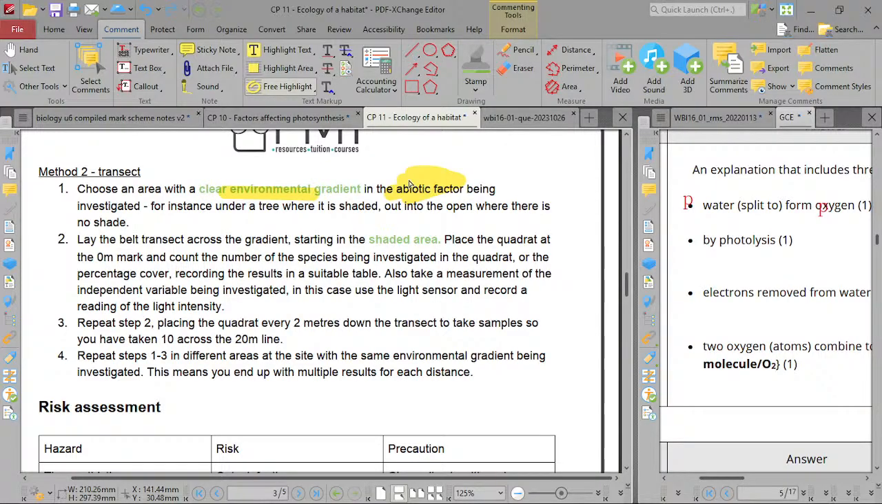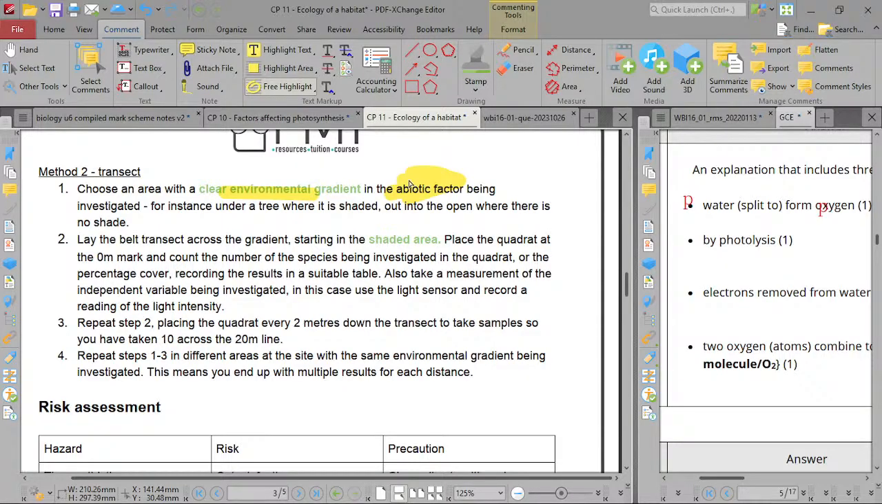The transect is more often for the abiotic factor, whereas the quadrat is more for the species or the organism. Lay the belt across the gradient, starting in the shaded area. Place the quadrat at the 0 meter mark and count the number of species being investigated in the quadrat.